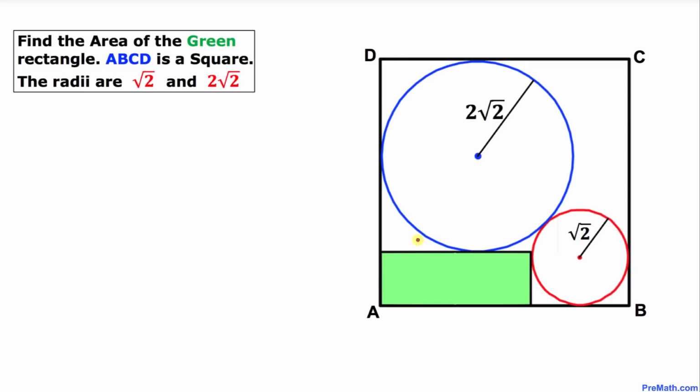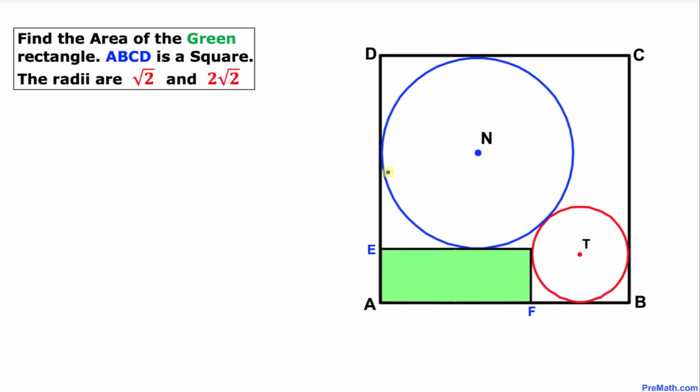In this video tutorial, we have these two circles along with this green shaded rectangle that are inside this square ABCD, as you can see in this figure. Moreover, the radii of these circles are square root of 2 and 2 times square root of 2 respectively. Now we are going to calculate the area of this green shaded rectangle. So let's go ahead and get started with the solution.